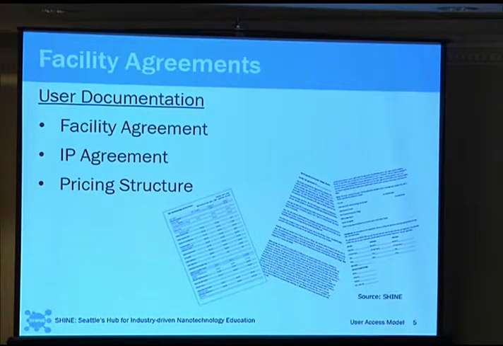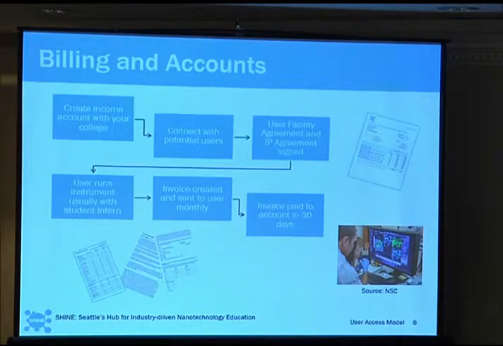The third piece of documentation is just the pricing structure. How much are you going to charge for users to come into your facility and rent your equipment and use it by the hour? We have a 3-tiered pricing structure based on the type of user and based on who's actually going to run and use the equipment. So Brian's going to discuss billing and accounts, and within our community college, how we set this up.